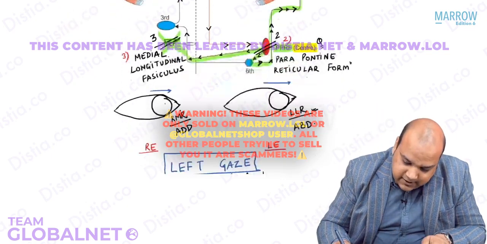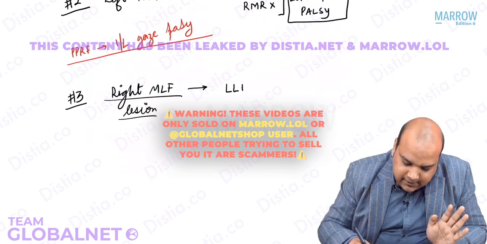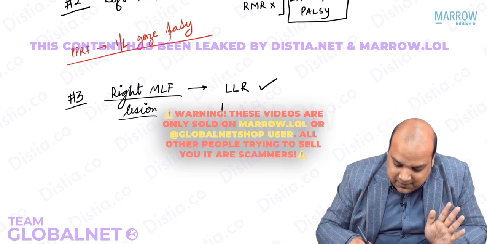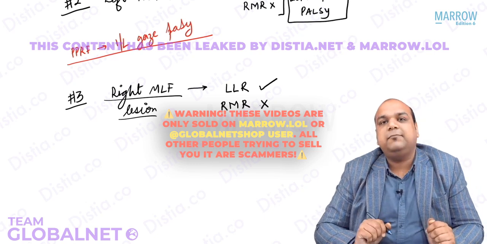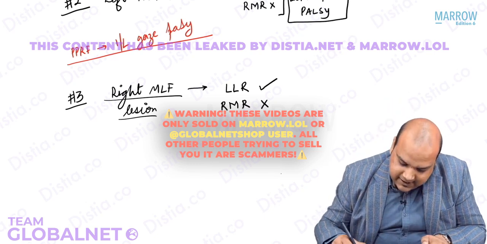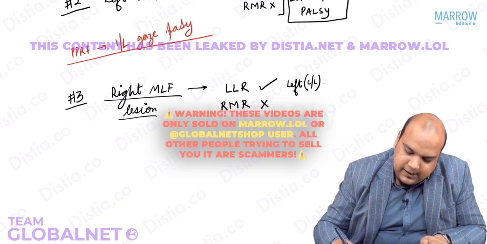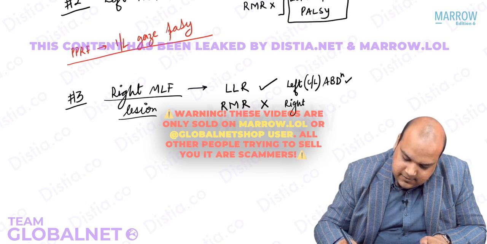Are you able to understand what I'm saying now, everybody? Yes? So what is occurring in right MLF lesion? Left lateral rectus is functioning. Am I clear? But right medial rectus is not functioning. Okay? So can I say, everybody, left or contralateral abduction is present, but right or ipsilateral adduction is absent?